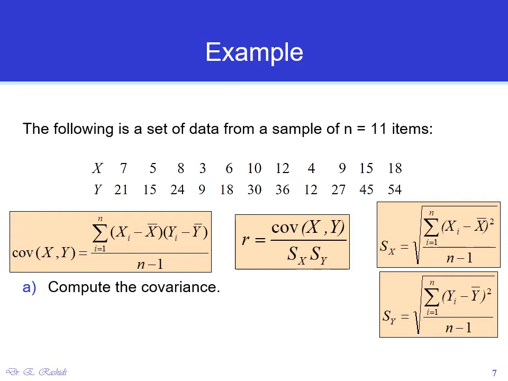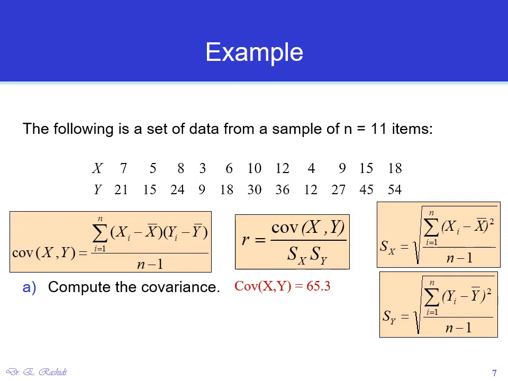After computing covariance, we have the formula for r, the coefficient of correlation. Here we have the covariance of x and y in the numerator, and in the denominator we have s of x and s of y, which are the standard deviations for x and y, which you have the formula for on the right. So let's find the covariance. I have computed the covariance using Excel. I'm going to show you. The covariance of x and y is 65.3.